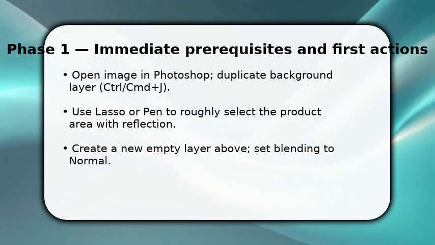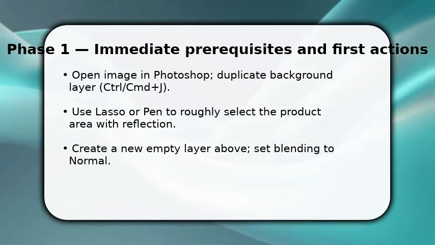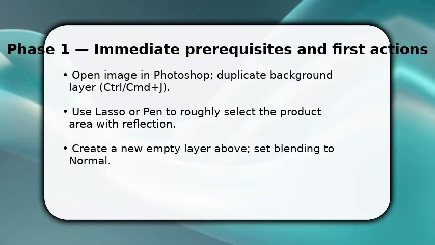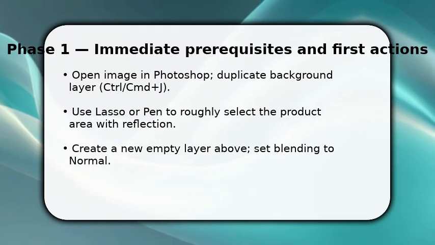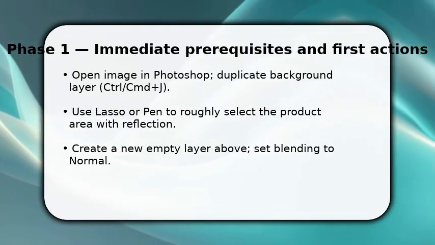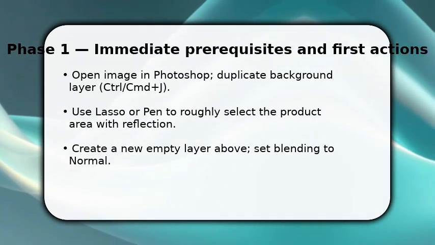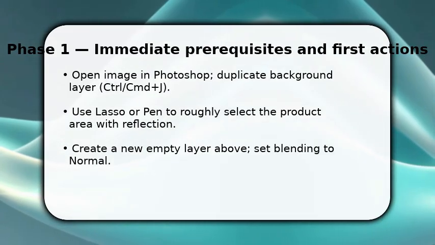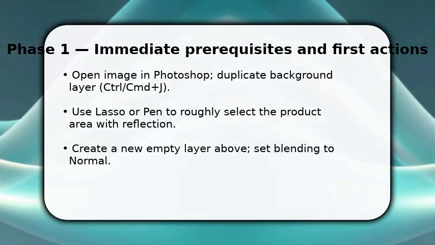You start by isolating the problem, reflection on the product surface. Duplicate the background so you can always revert, then use the lasso or pen tool to make a loose, careful selection around the product and its reflection. Once done, refine the edge with select and mask if needed, and create a new layer above the duplicate for non-destructive editing. This lets you test fixes without altering pixels. Make sure to zoom to 100% for accurate work.